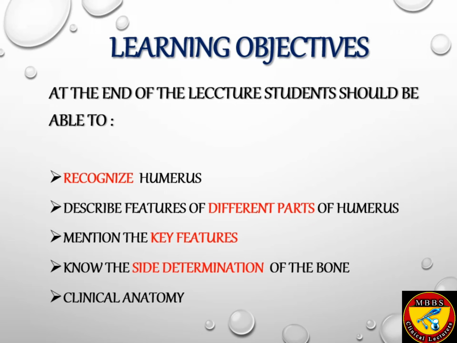Learning objectives. At the end of the lecture, students should be able to recognize the humerus, describe features of different parts of the humerus, mention key features, know the side determination of the bone or humerus, and clinical anatomy of the humerus.